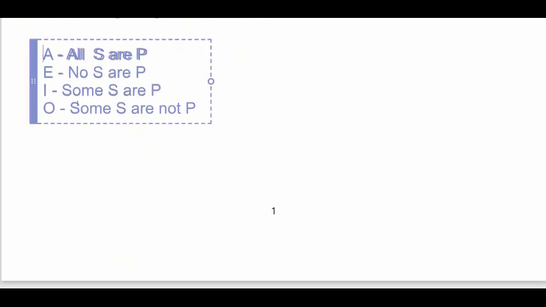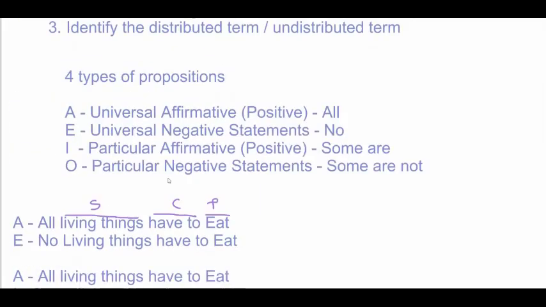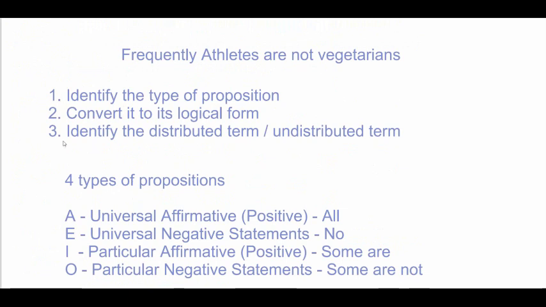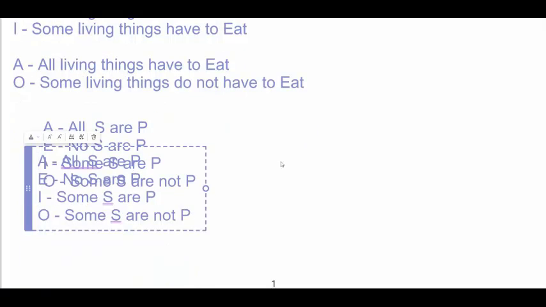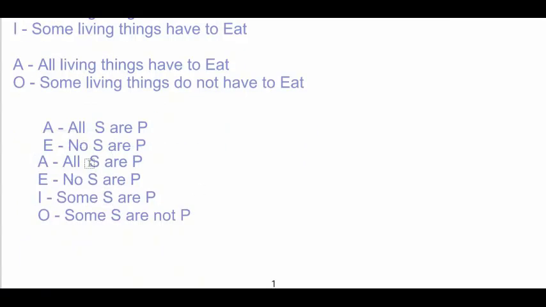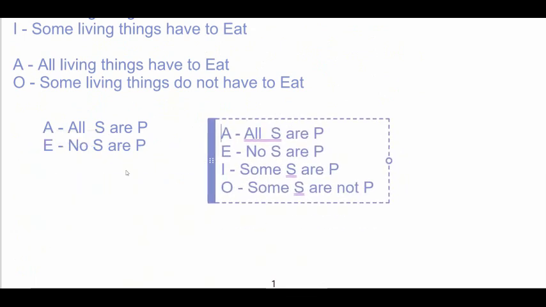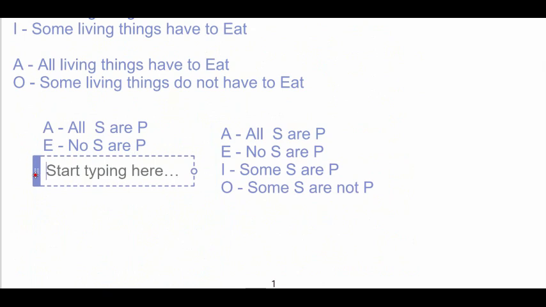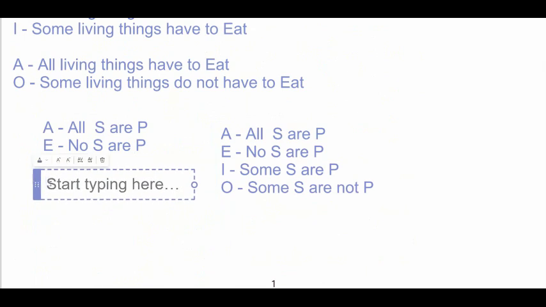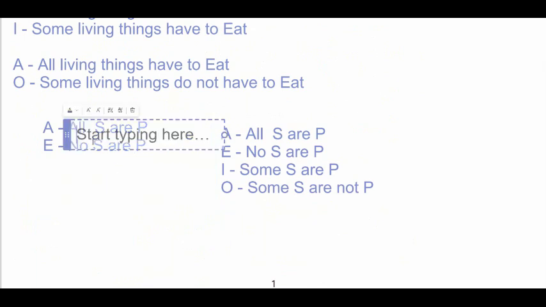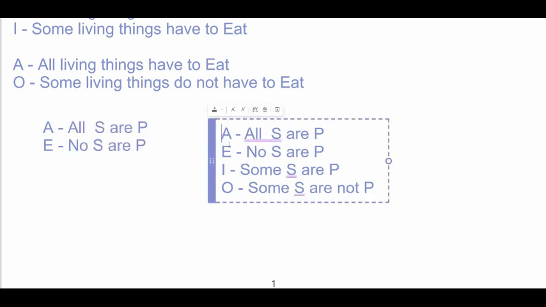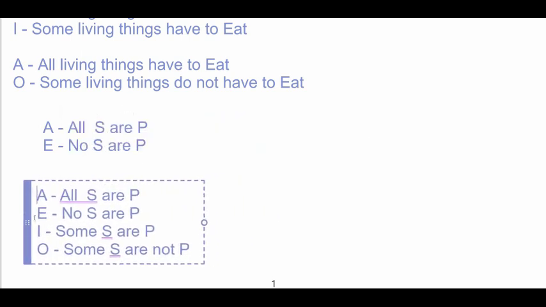Okay, so this is the standard logical form that we have to come to. We have three things to do in this question. Frequently, athletes are not vegetarians. So first, we have to identify the type of proposition. I have shown you the standard form of propositions, four different standard forms.